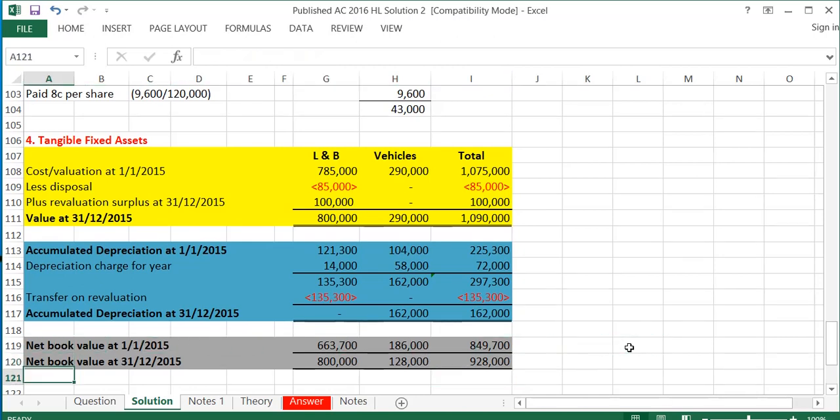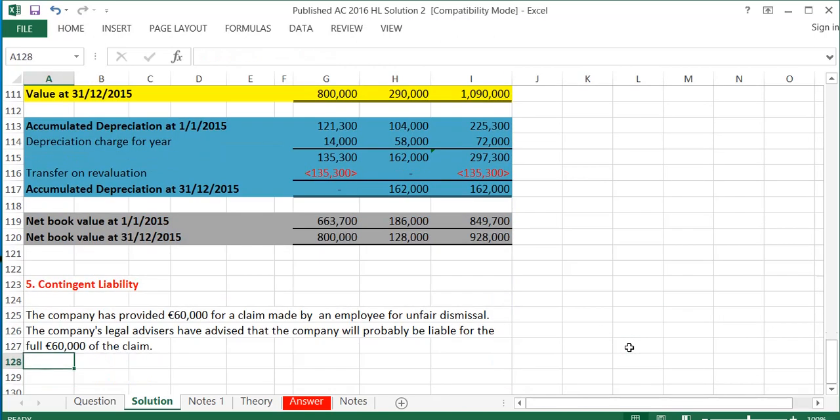Done. And the last note is the note of contingent liability. Well, the only contingent liability we have is the 60,000 claim made for unfair dismissal. So a contingent liability is an amount that is going to be owed. So the company has provided 60,000 for a claim made by an employee for unfair dismissal. The company's legal advisors have advised that the company will probably be liable for the full 60,000 of the claim. So you just have to put in a note there to explain what's going on. That is the 5 notes to the accounts done.